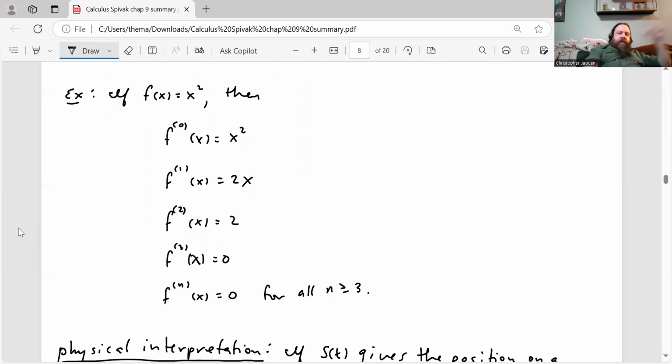And just an easy example, if f of x equals x squared, then the zeroth order derivative is just the function itself. The first derivative is 2x. The derivative of 2x is 2, because it's a linear function, so the derivative is the slope. The derivative of a constant is just 0. And since the third derivative is 0, that means it's 0 for all the higher order derivatives, n greater than or equal to 3.